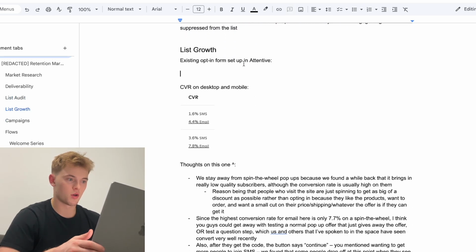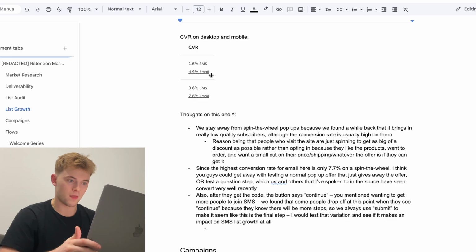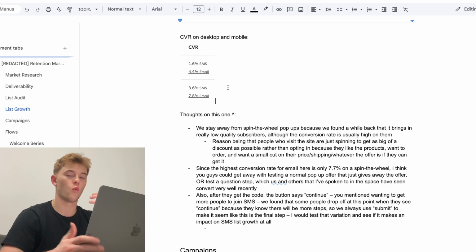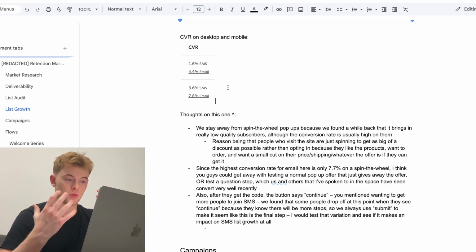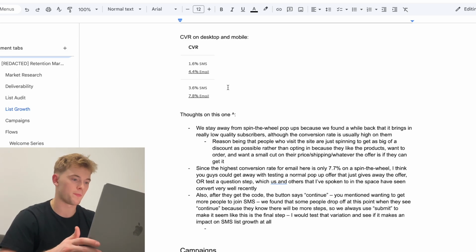All right, list growth. They had an opt-in form set up in Attentive, which is also an SMS platform. There was an image of it here, but I removed that because of privacy reasons. But the conversion rate on desktop and mobile was 4.4% and 7.8%. And this brand was running a spin the wheel form, which we've typically found brings in terrible quality leads. So we tend to stay away from it.